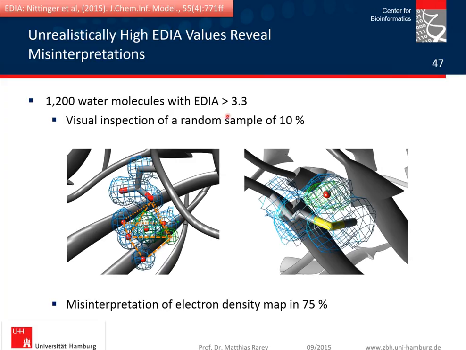EDIA values which are very high are also interesting because you can find situations where there might be errors or at least strange things in the structure. So an EDIA value which is higher than 3.3 is most likely not a water molecule. We found more than 1,200 with EDIA values of that size, and we took our time and looked at 10% of them, so 120 cases, and then we were not able to do any more. And in 75% we see cases where we have the opinion that this is a clear misinterpretation of electron density.